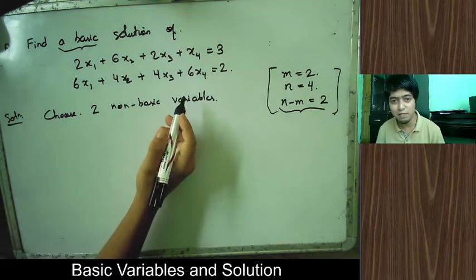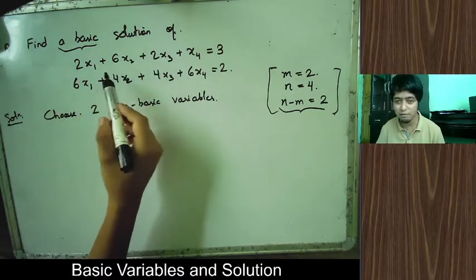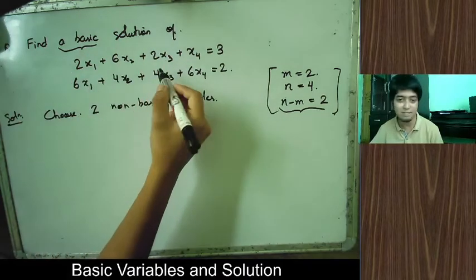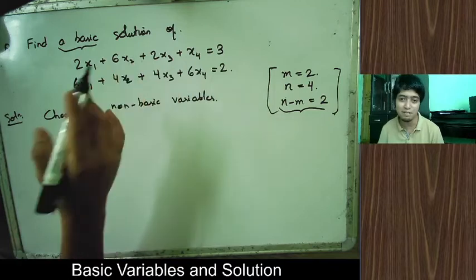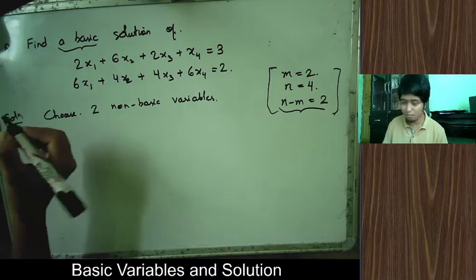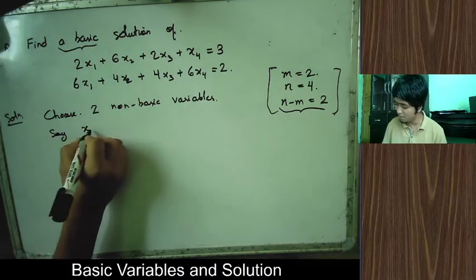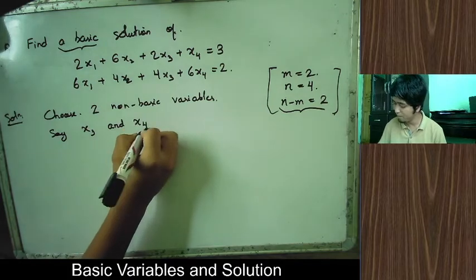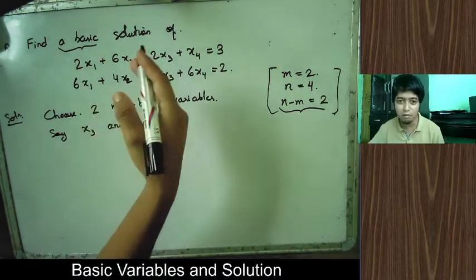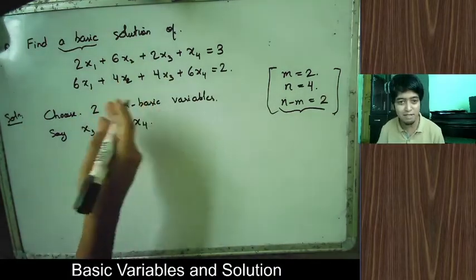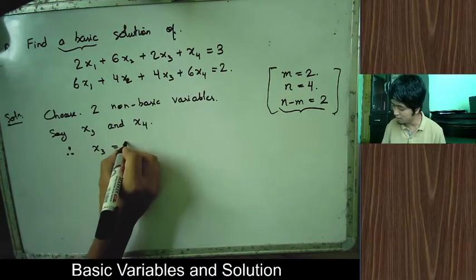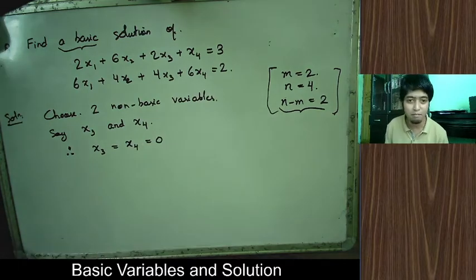You can choose these non-basic variables to be anything. You can choose x1 or x2; again, it depends on your choice. Let us choose x3 and x4. Similarly, you could choose x2 and x4. It doesn't matter, it depends on your choice. So x3 and x4 are the non-basic variables, and their values will always be equal to 0 because non-basic variables are always equal to 0. Therefore x3 equals x4 equals 0.